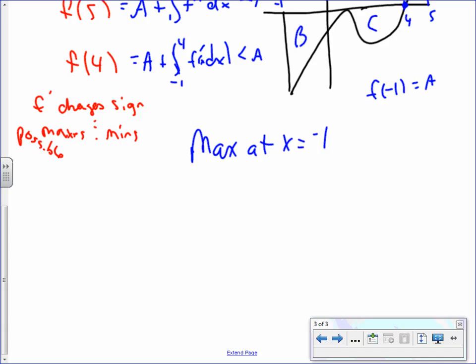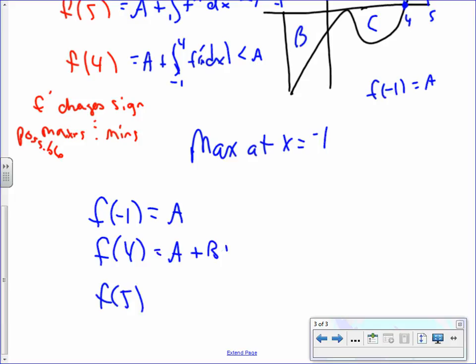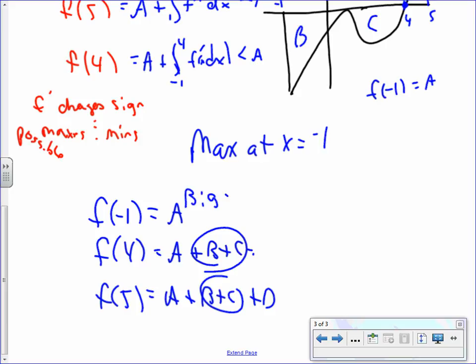Okay, let me write it one more way. f of negative 1 is a. f of 4, I'm going to put that one next, and then I'm going to put 5. f of 4 is a plus b plus c, which are negative. And then f of 5 is a plus b plus c, and then you add some back in. We add some back in. So a is the biggest, that's for sure. Everything is smaller than that. How can you tell which one of those is bigger? Well, for one of them you're adding some on. You're adding a little bit back to that one, yes?